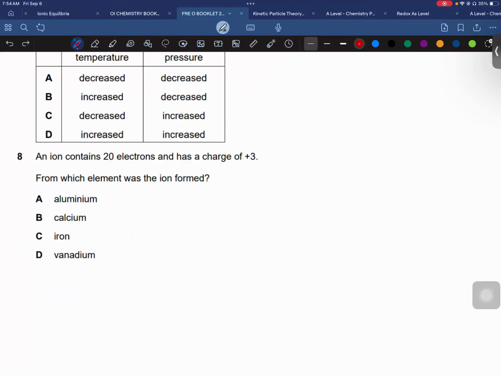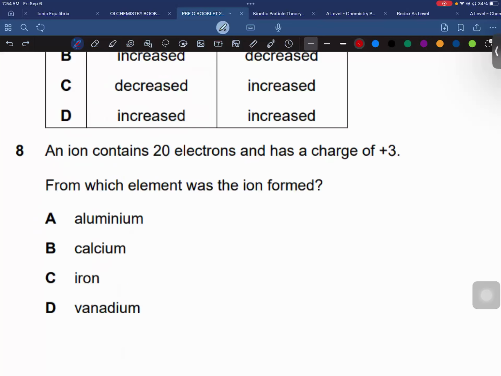Question number 8. An ion contains 20 electrons and has a charge of 3 plus. From which element? Aluminium, calcium, iron, or vanadium? So an ion contains 20 electrons and has a charge of 3 plus.